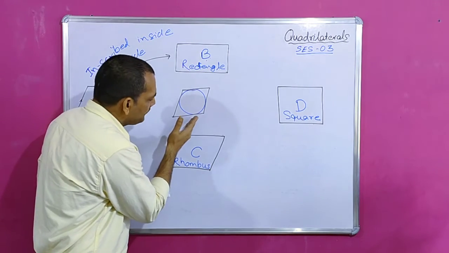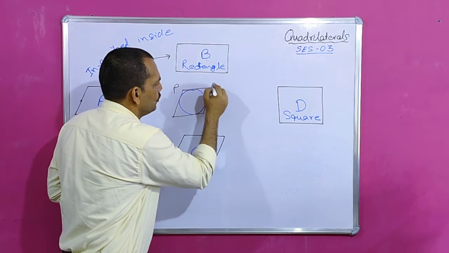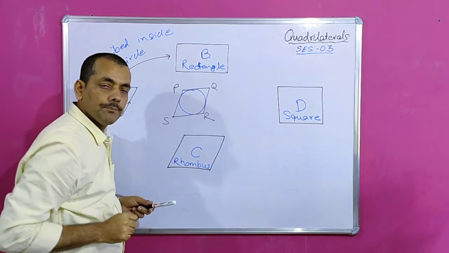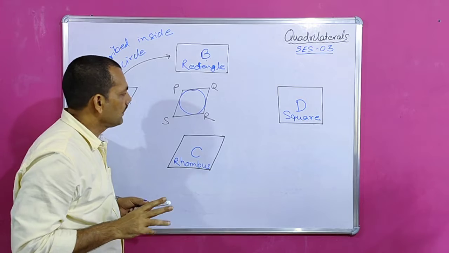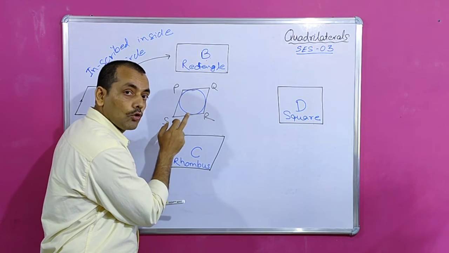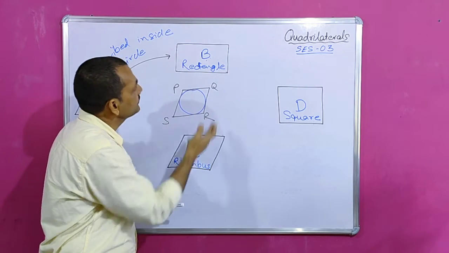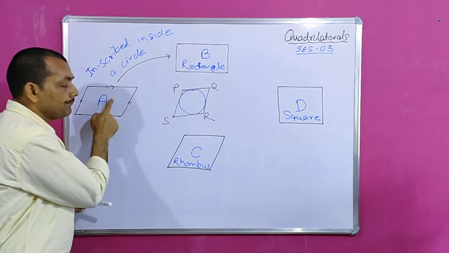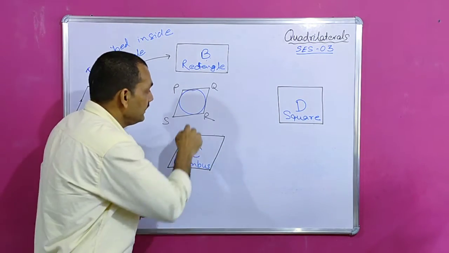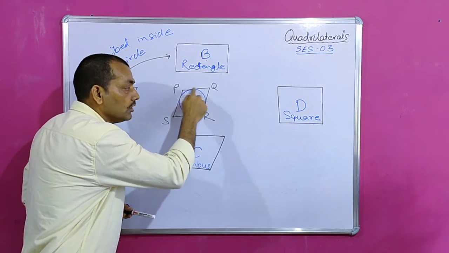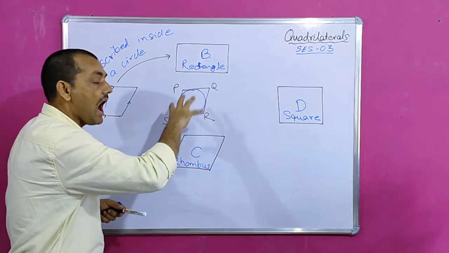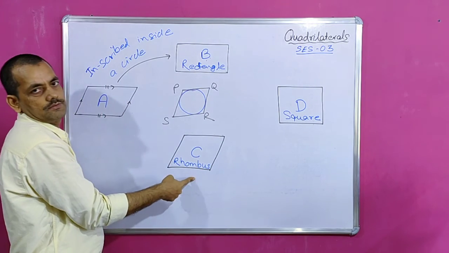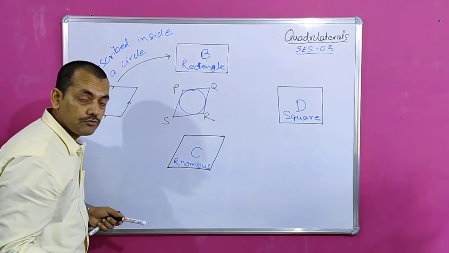Now if this is PQRS, if this is a parallelogram, then what will this parallelogram be? Rhombus, rectangle, or a square? If a parallelogram is circumscribed about a circle, circumscribed outside the circle, then this parallelogram is a rhombus. The question is how?